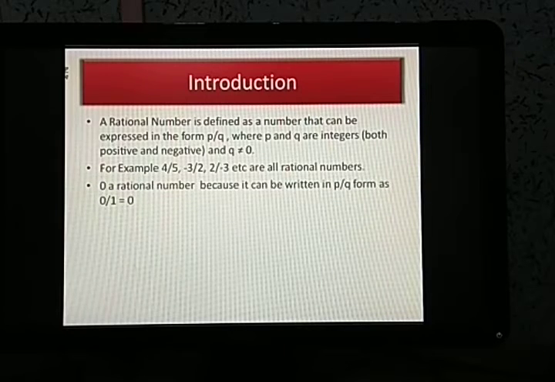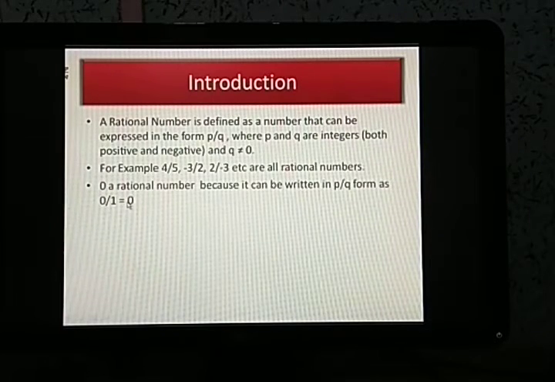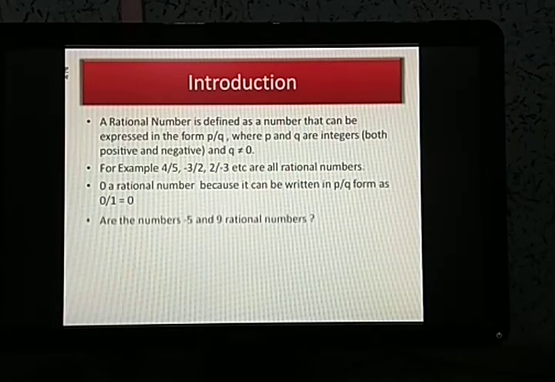So now moving on, 0 is a rational number. Yes, we all know that 0 is a rational number. How? Because 0 can also be written in the form p by q. If we have to write it in the form p by q, we have to write just 0 by 1. That will be ultimately equal to 0. So 0 is also a rational number.